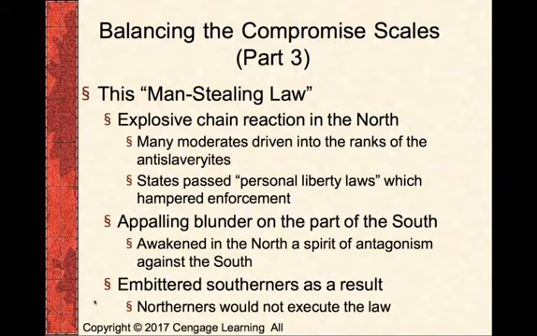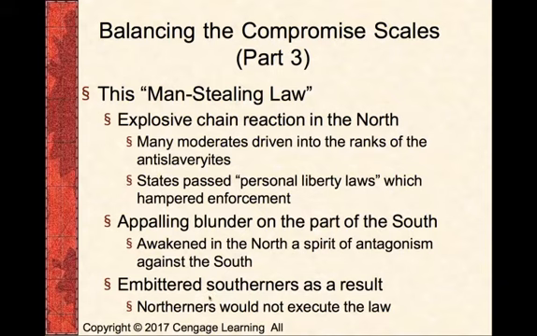This quote-unquote man-stealing law had an explosive chain reaction in the North, with many people who were moderately in the middle of the abolition issue becoming staunchly anti-slavery at this point. And some states, like Massachusetts, even passed personal liberty laws, which hampered the enforcement of the fugitive slave laws. And this was an appalling blunder on the part of the South. This woke up the North, the spirit of antagonism against the South, and it further embittered Southerners. Northerners would not execute the law.